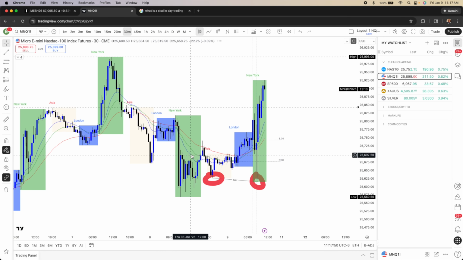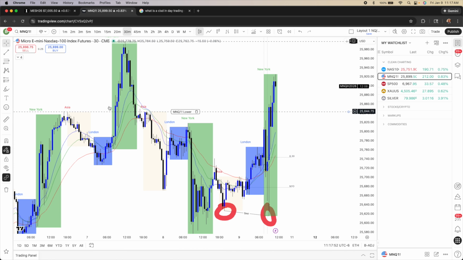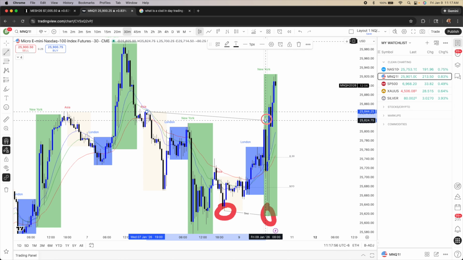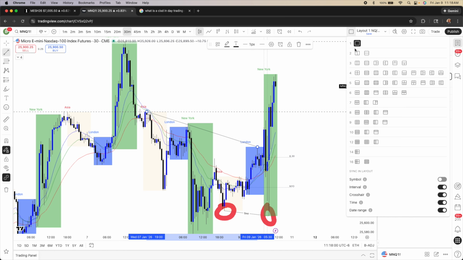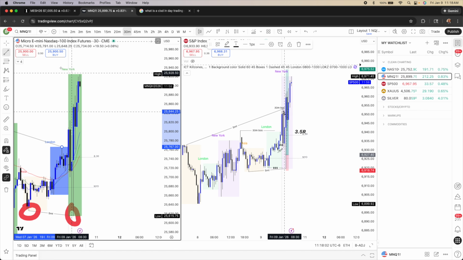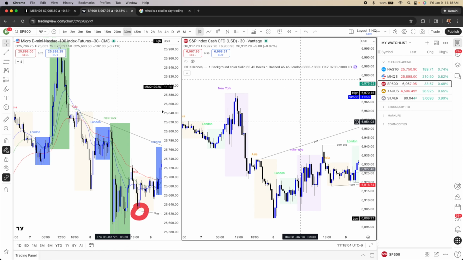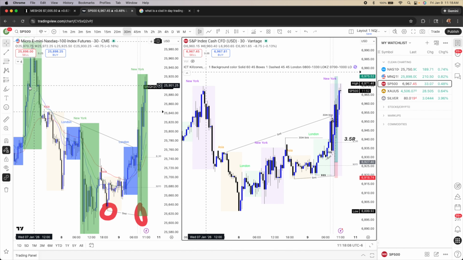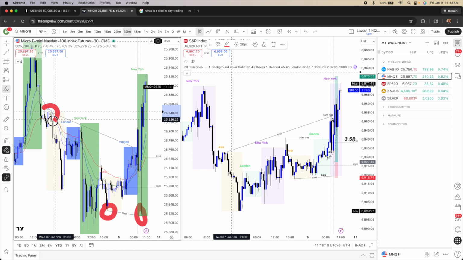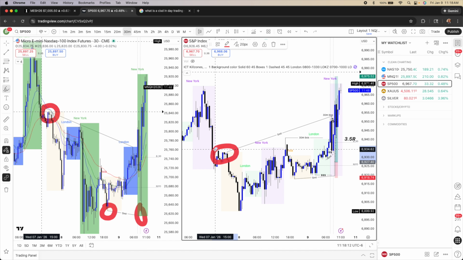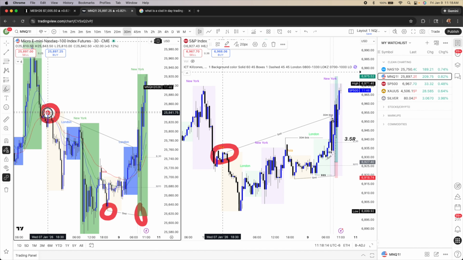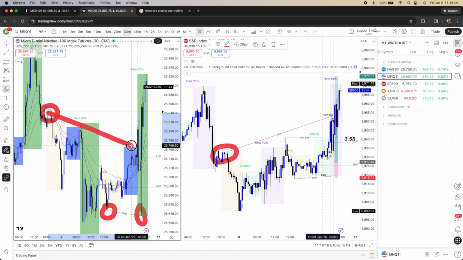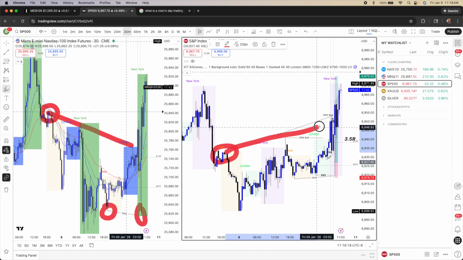on the NASDAQ, there was an SMT up here with, I think, the S&P. And let me just go to it so I can show you right here. This is the same Asian session highs, Asian session high, Asian session high. We had an SMT, I think right here, and okay, yeah, right here.